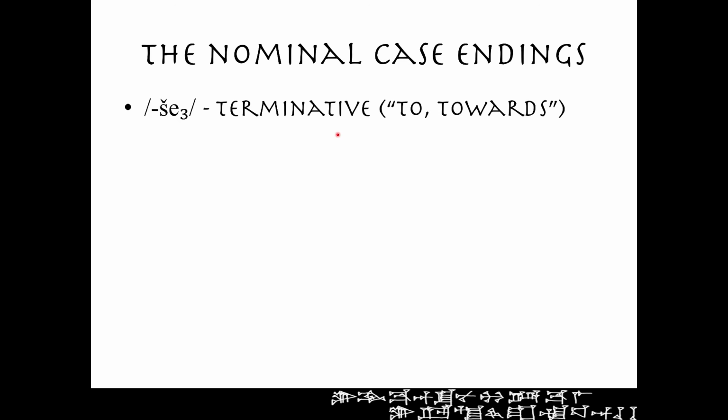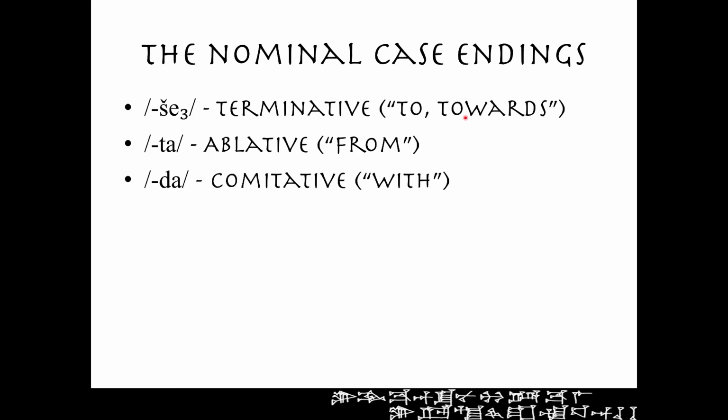Shethri. Shethri is the terminative. And what that means is you go to or towards something. Ta. Ta marks the ablative, which means from. So if you're going away from the house, it would say etu ta. Da is the comitative. It means with. So lu tu da, I'm standing with the man. Lu tu man da.